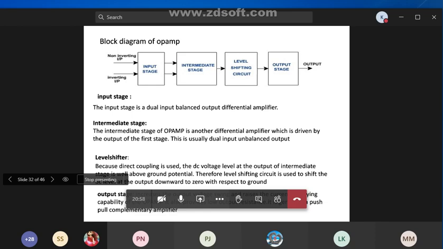If you combine more than 2 stages, then the DC level of the first stage should be minimized. So in those cases we are using the level shifting stage. In the output stage, the output impedance of the output stage must match with the load impedance. Then only the maximum power will transfer to the load.